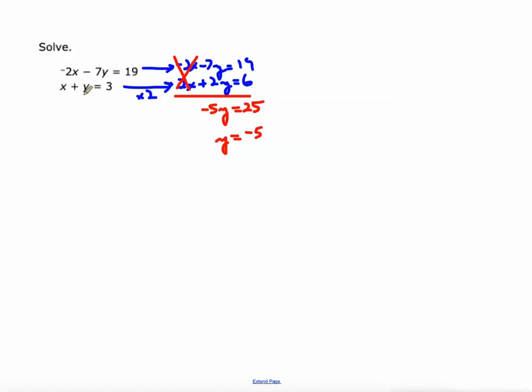I can plug that negative 5 into either equation, but I'm definitely going to use the bottom one. It's got no coefficients on the variables. It's going to be really easy to solve for x. So x plus negative 5 equals 3. All right, just add 5 to both sides, and we get x equals 8. So our solution to this linear system is x is 8, y is negative 5.